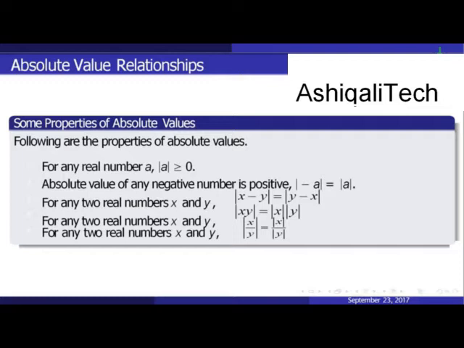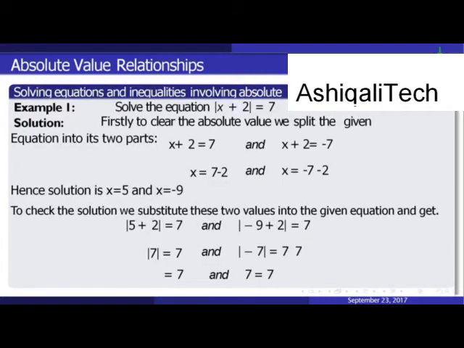Number 3, for any two real numbers x and y, |x − y| is equal to |y − x|. Number 4, for any two real numbers x and y, |xy| is equal to |x||y|. Number 5, for any two real numbers x and y, |x/y| is equal to |x| divided by |y|.